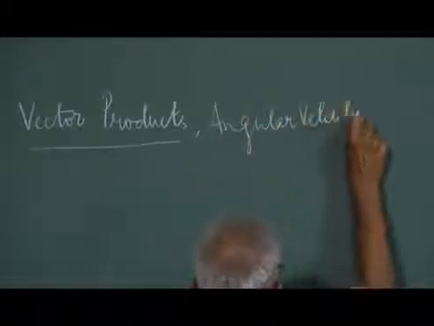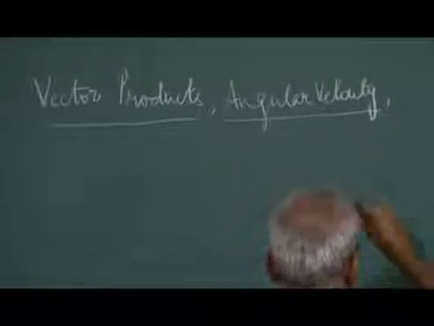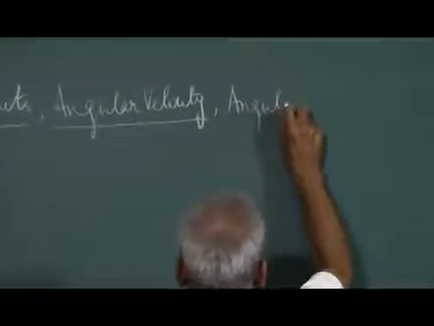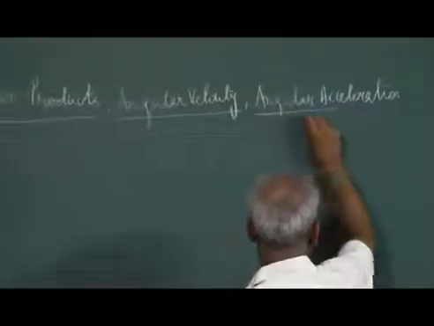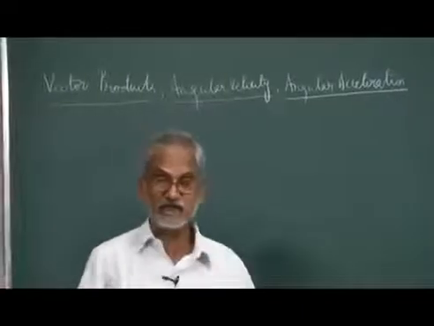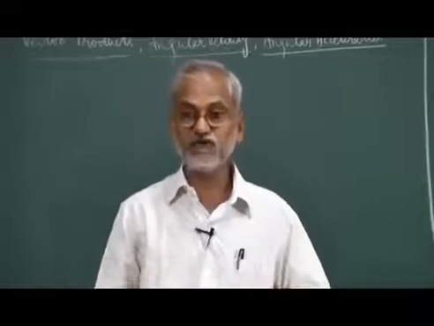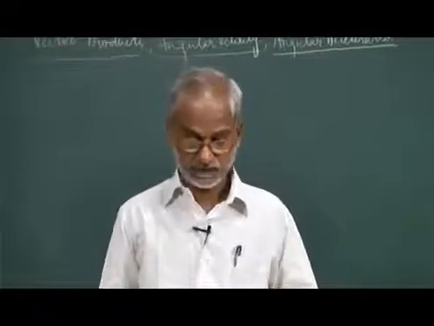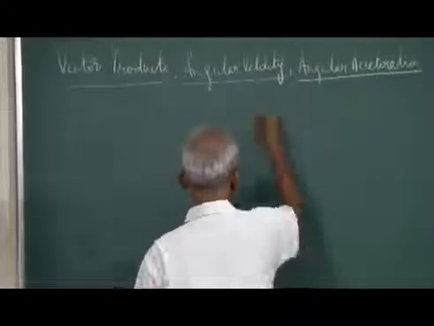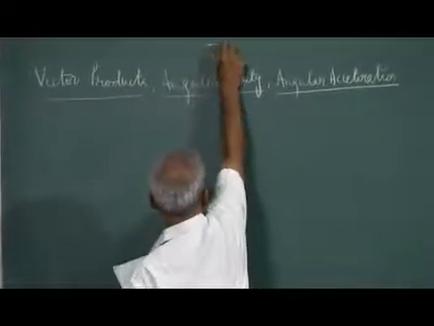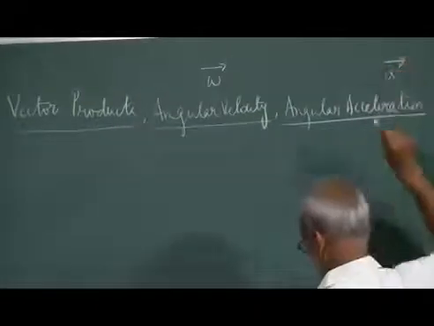If a body rotates about an axis, then every point on it will have an angular velocity, and correspondingly it will also have angular acceleration. Every point on this body. So you see that we are gradually equipping ourselves with various concepts and methodologies to deal with systems of particles and rigid motion. This angular velocity is generally denoted by omega vector, and angular acceleration is usually denoted by alpha. These are fairly standard notations.